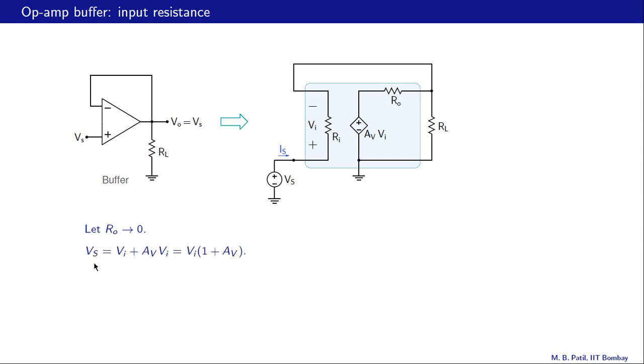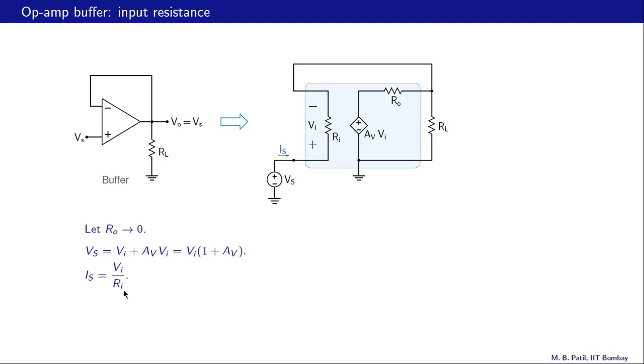First, let us look at Vs, this voltage. So what we will do is we will start with 0. We'll go like that. We come across a rise of AV times Vi, then go like that. Ro is 0, so there is no voltage drop there, and then go like this. So that is a voltage rise of Vi. So altogether we come across a voltage rise of AV times Vi plus Vi, or Vi times 1 plus AV. That is Vs.